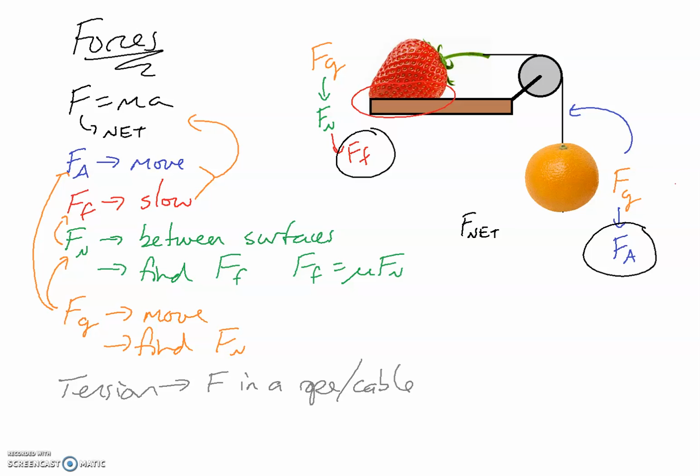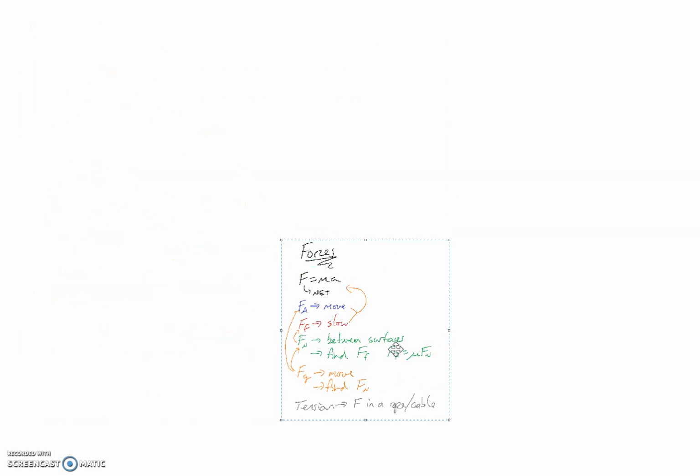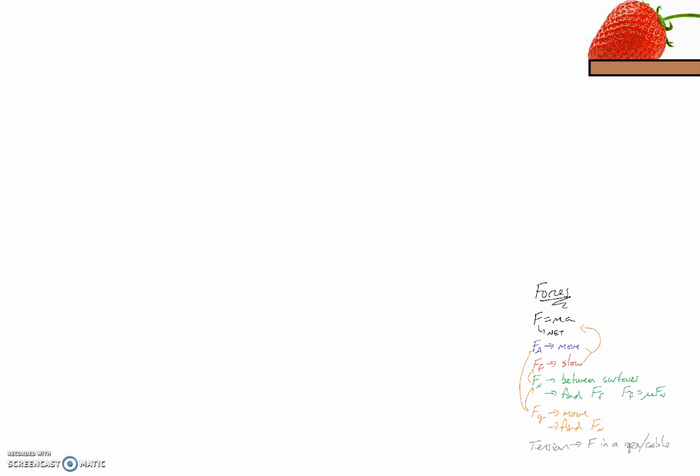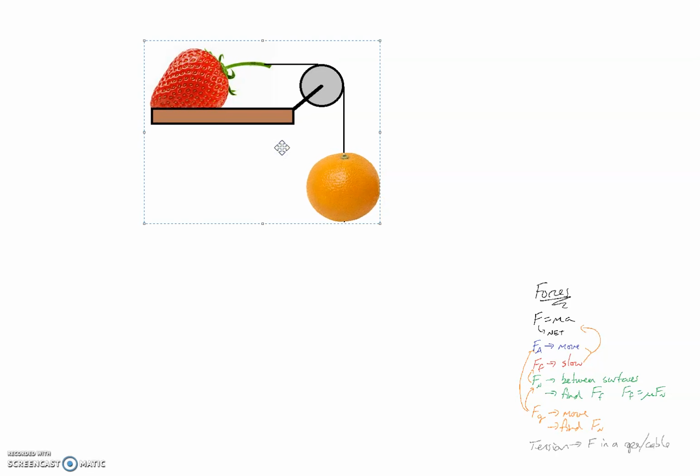So let's take this situation. Let's get rid of a few things here. Let's clean this up a little bit. We'll get rid of this and delete that. Let's take this. I'm going to shrink this down and stick it in the corner here for reference. And let's take that situation and work through it, and we'll see how these things can be found and work together. So here's my strawberry and orange again.